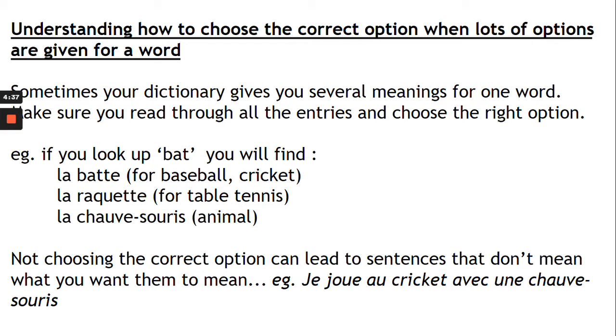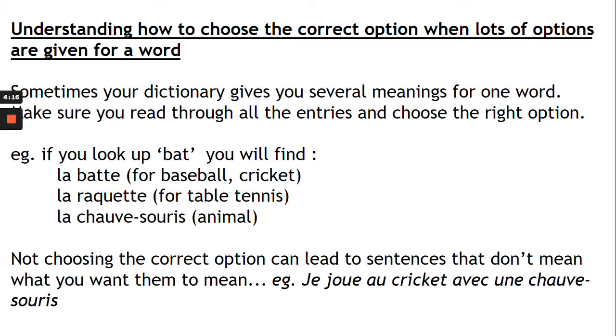And I guess the answer to that is based on the context of the word. And it's really important that you choose the right one. So if you're looking up the word for bat in French, then you would find three different versions. You've got la batte, which is used for baseball or cricket, la raquette, which is used for table tennis, and la chauve-souris, which is the animal, the bat.